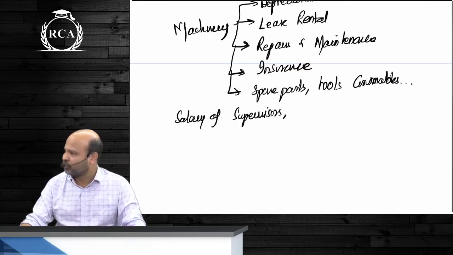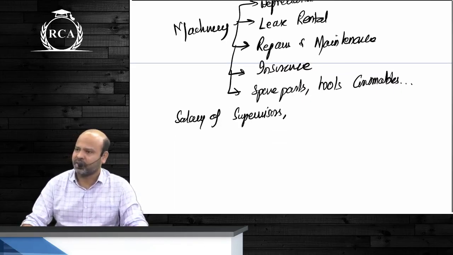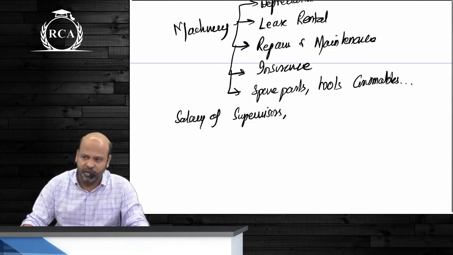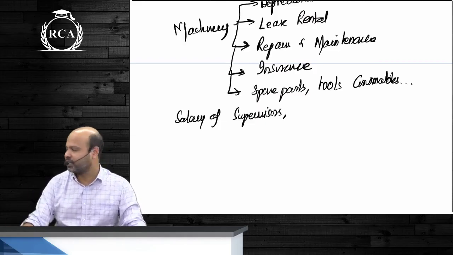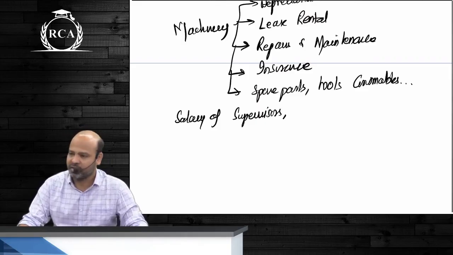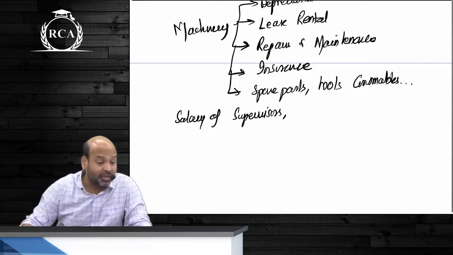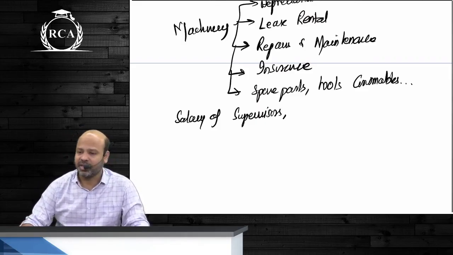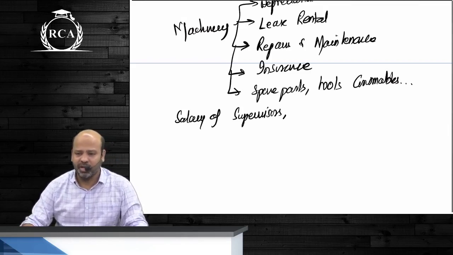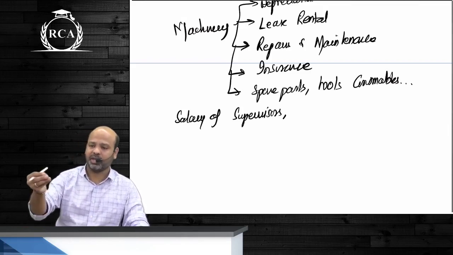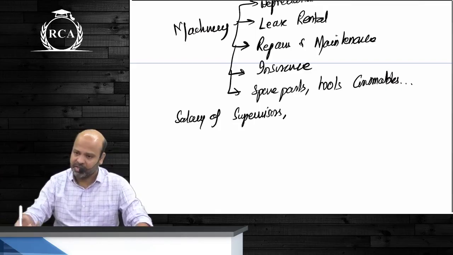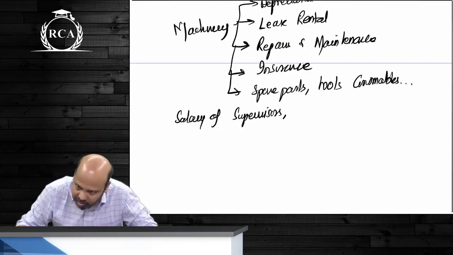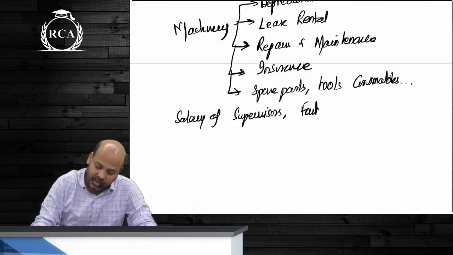So salary of supervisors as such, guys, will be considered as an indirect employee cost. They are not involved in manufacturing activity. They are only supervising. If they are not involved, guys, you will have to allocate their wages to all the products that are being manufactured on a reasonable basis. Are we clear?